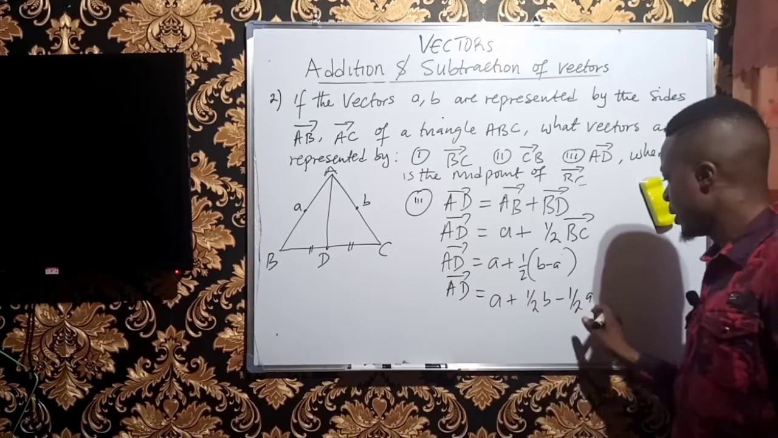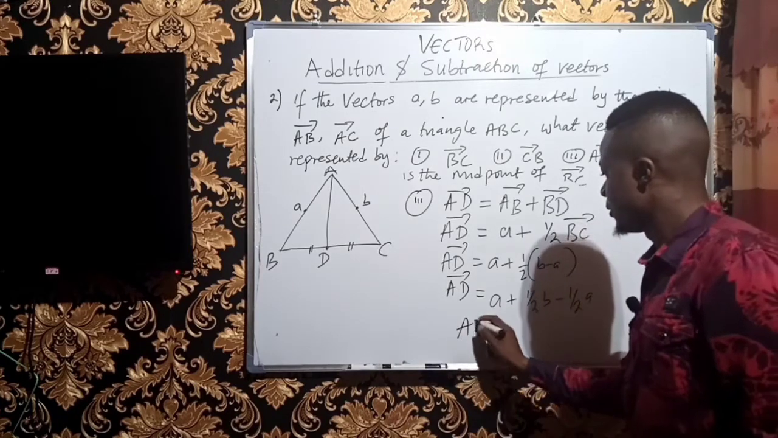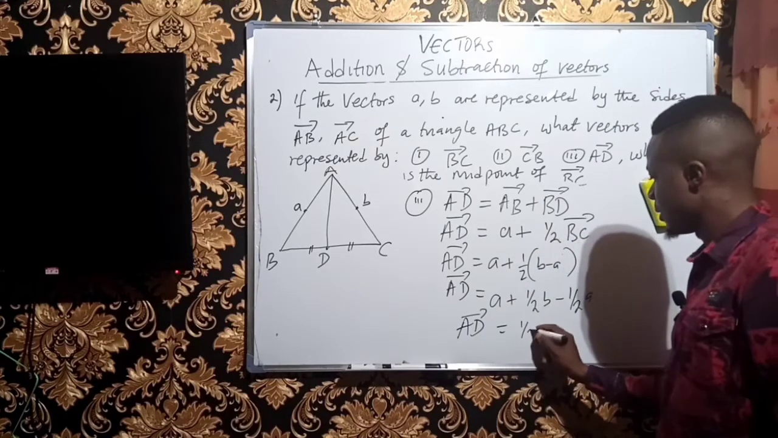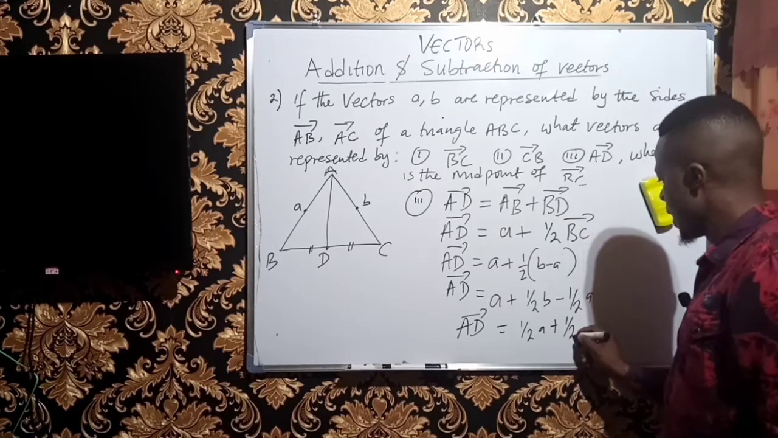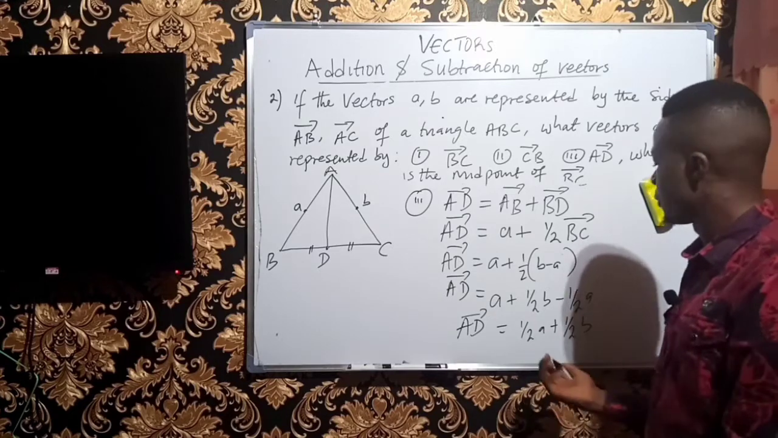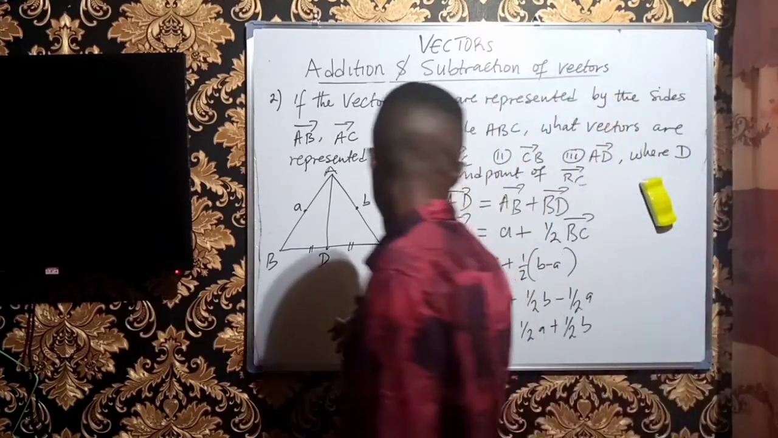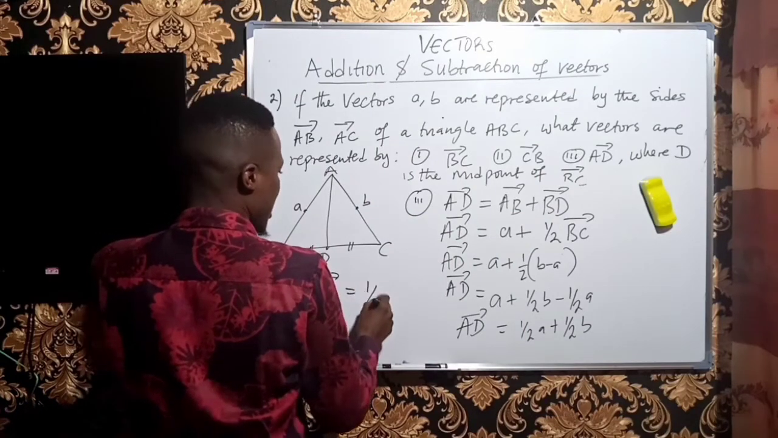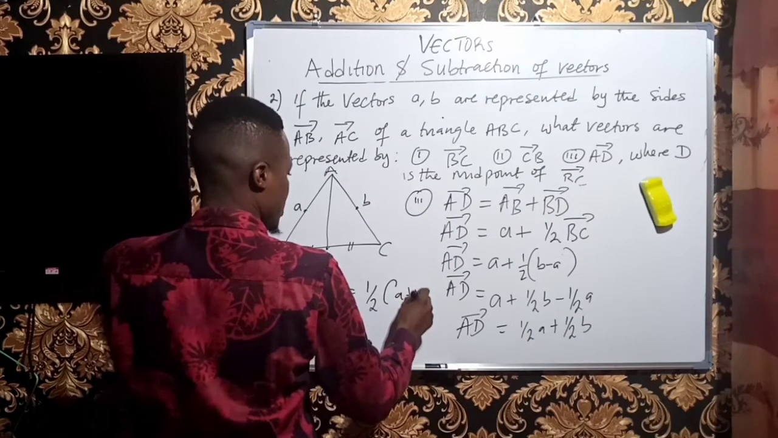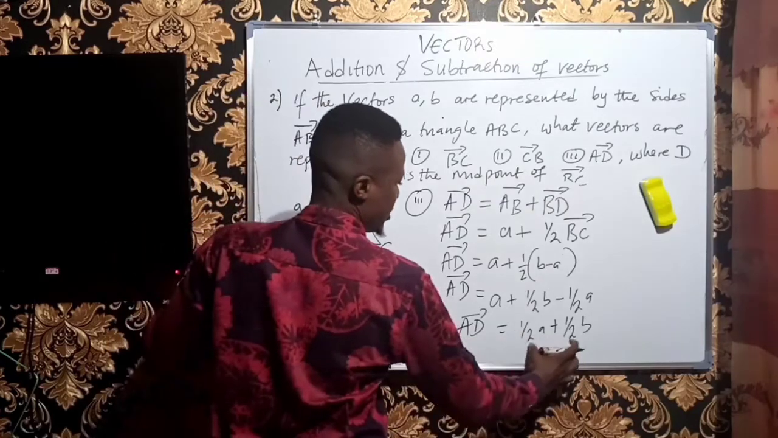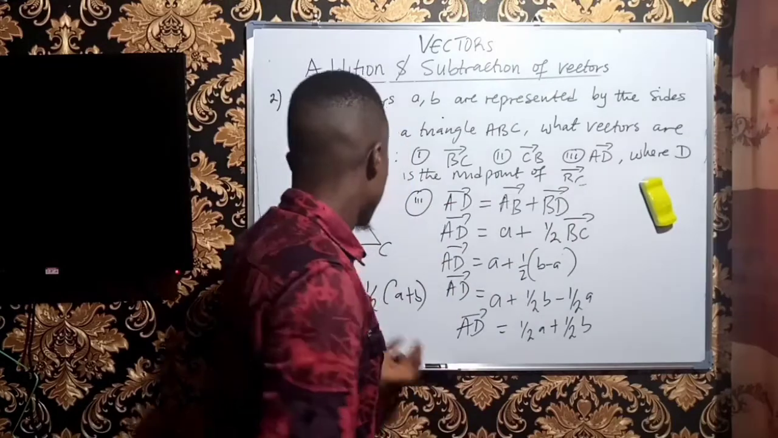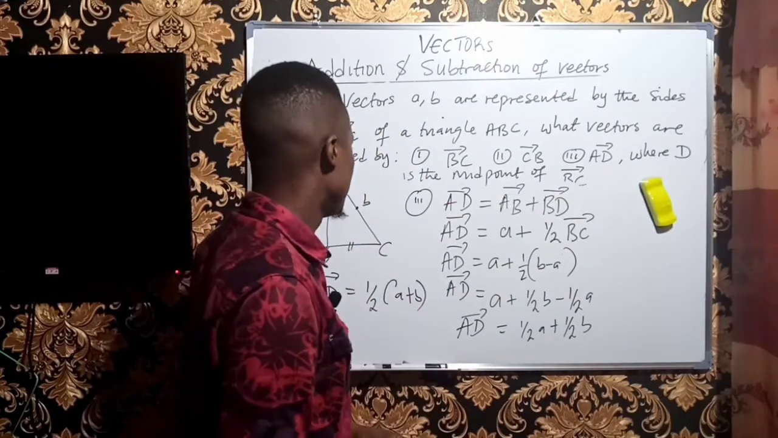A minus half A is just half A, so we have half A plus half B. If you want to factor out properly to organize your work, you can write that vector AD is half bracket A plus B. Look at A, look at B, and half is common. I factored it out, so you can see that vector AD is half of A plus B.